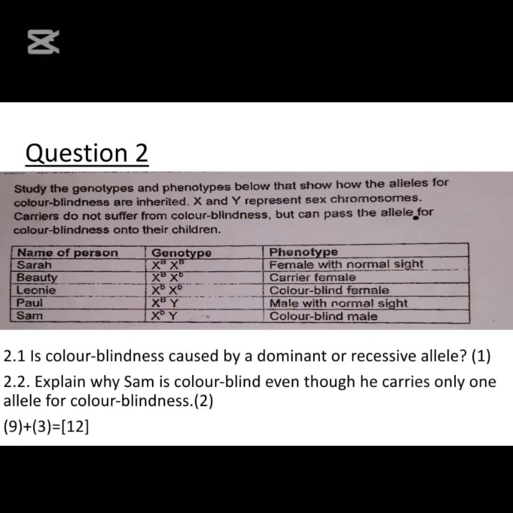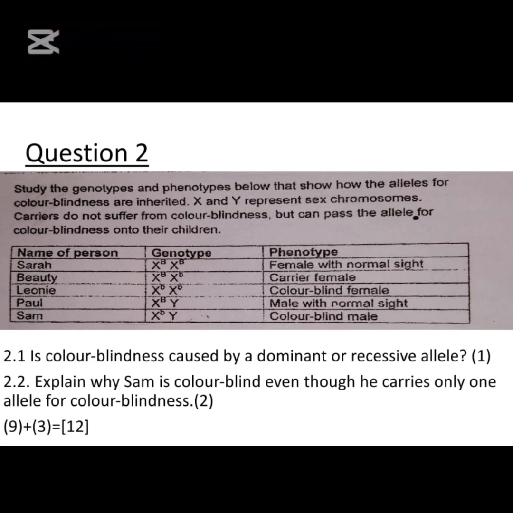Moving to question 2. Study the genotypes and phenotypes below that show how the alleles for color blindness are inherited. X and Y represent sex chromosomes. Carriers do not suffer from color blindness but can pass the allele for color blindness on to their children. Name of the person, Sarah. Genotype of Sarah is X capital letter B, X capital letter B. Phenotype is female with normal sight.